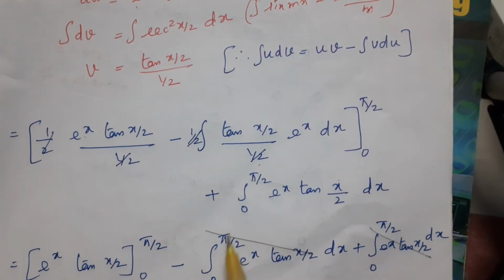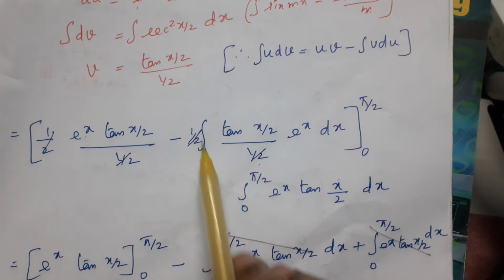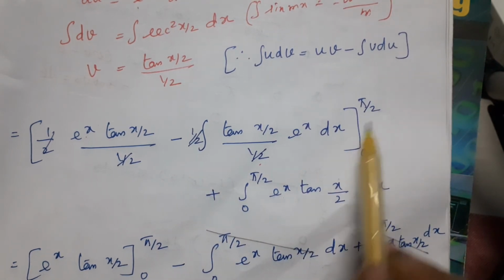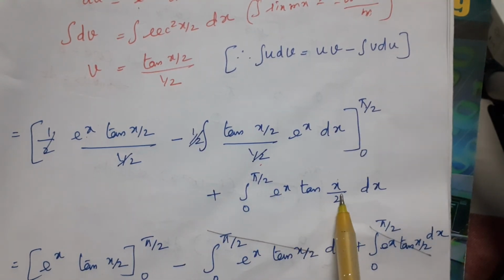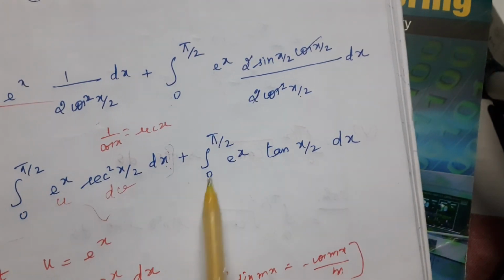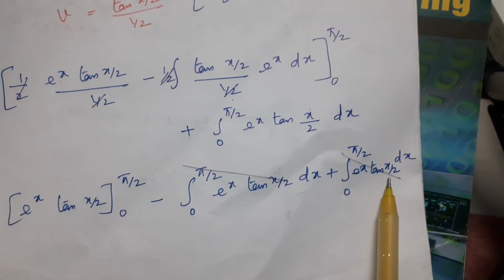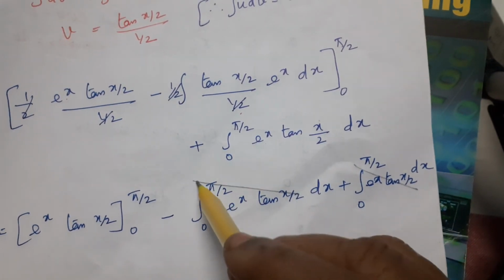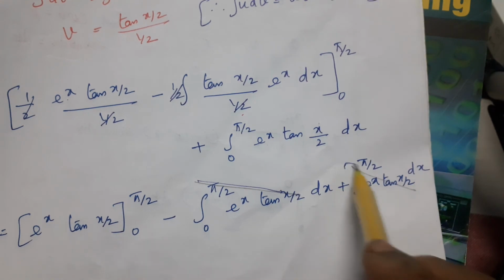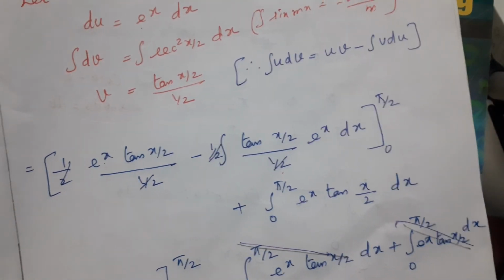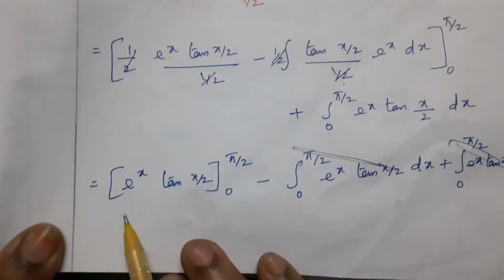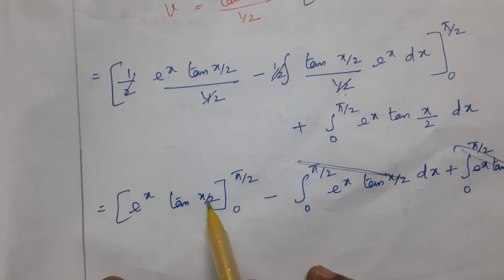The second integration is integral from 0 to pi by 2 of e power x tan x by 2 into dx. What is our one more integration here? The balance is integral from 0 to pi by 2 of e power x tan x by 2. Also write it here, e power x tan x by 2 from 0 to pi by 2. You cancel this one, e power x tan x by 2 with e power x tan x by 2. After cancellation, the remaining is e power x tan x by 2.